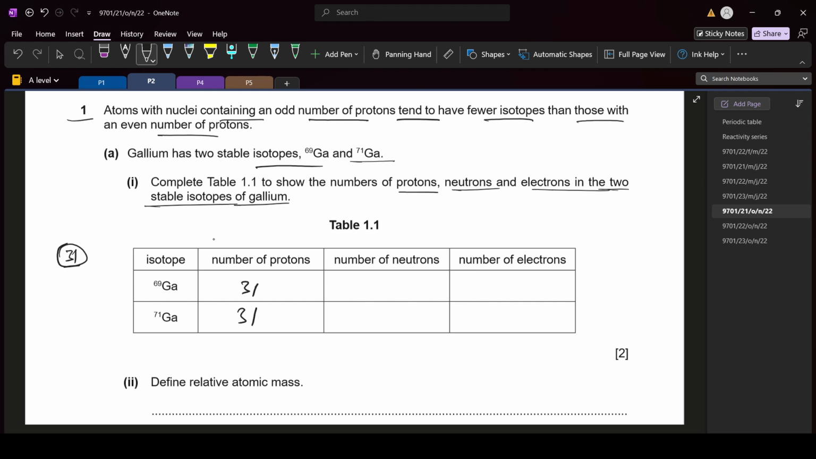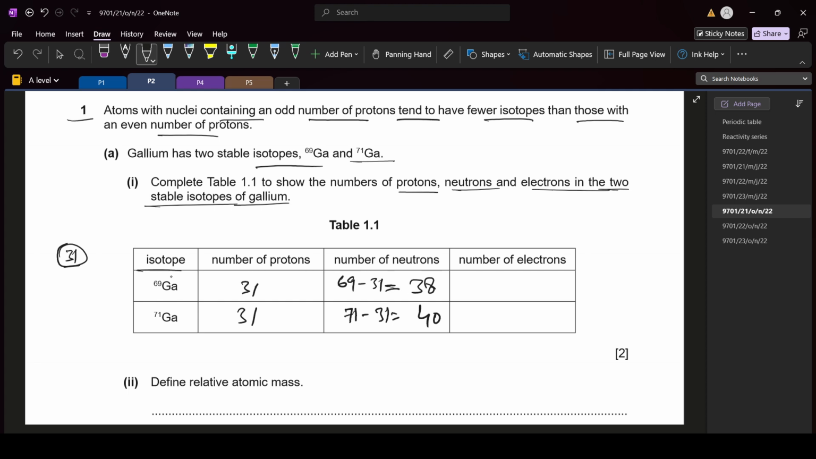And in isotopes, you know that only the number of neutrons is different. How are we going to calculate the number of neutrons? 69 minus 31 and 71 minus 31. This mass number is also called the nucleon number, and the nucleon number is the number of protons plus the number of neutrons. So by subtracting the proton number from the nucleon number, you will get the number of neutrons.